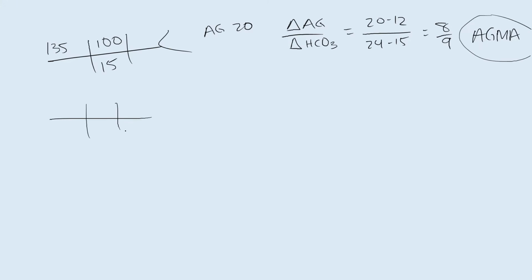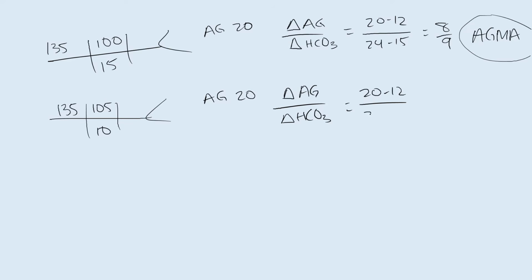Now let's change it around a little bit, and let's say a patient has a sodium of 135, a chloride of 105, and a bicarb of 10. So anion gap in this case is still 20. So change in anion gap over change in bicarb equals 20 minus 12 over 24 minus 10. So this patient is going to have an equation that's 8 over 14, which is less than 0.8. So this patient has both anion gap metabolic acidosis plus a non-anion gap metabolic acidosis.